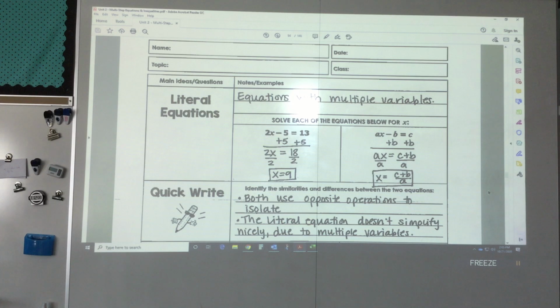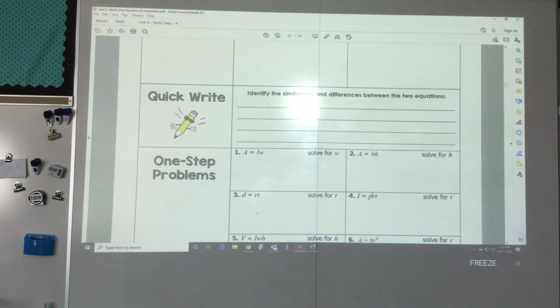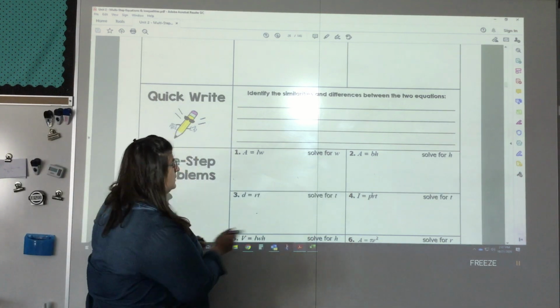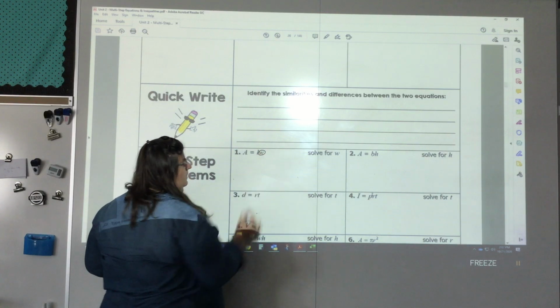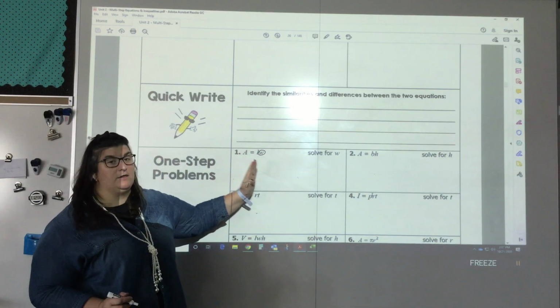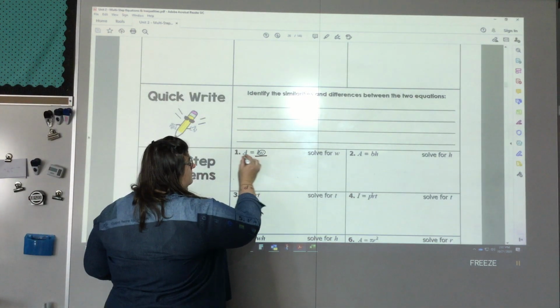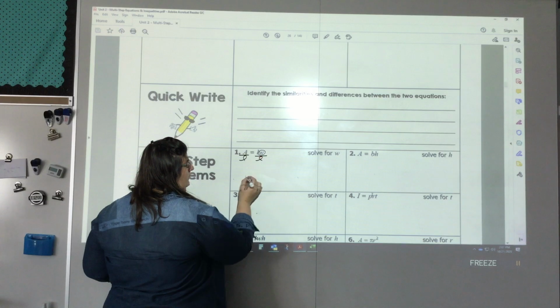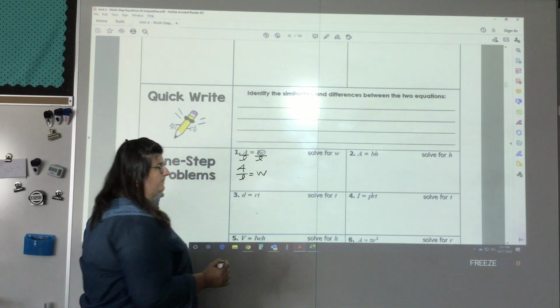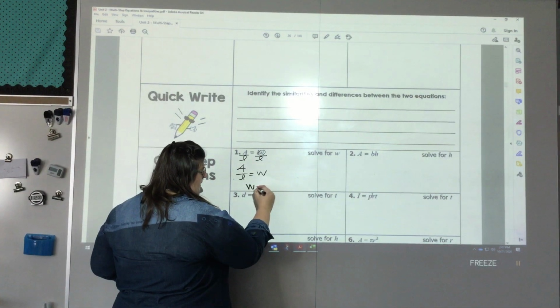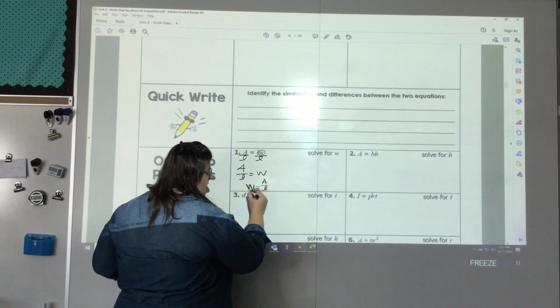All right, so let's get started on some of our own problems. It asks us to solve for a certain variable. So I'm going to solve for w right here. The operation between the L and the W is multiplication. To undo the multiplication, I need to divide both sides by L. So I have A over L equals W. The symmetric property says I can just switch that and write W equals A over L.